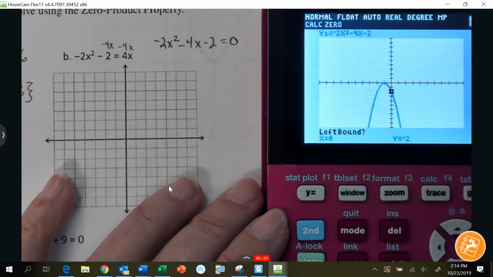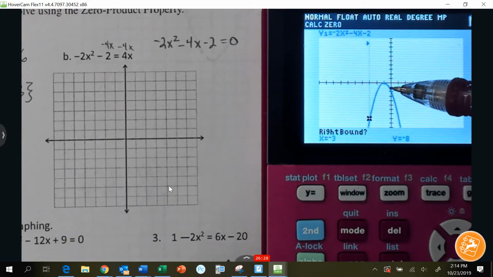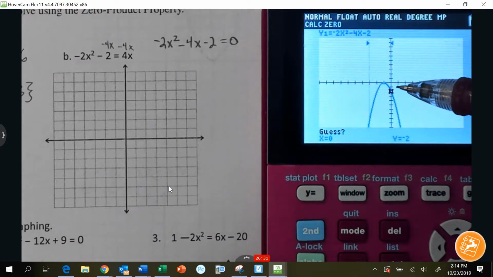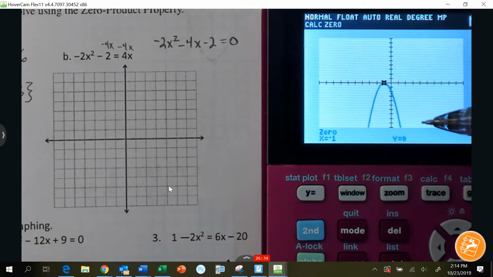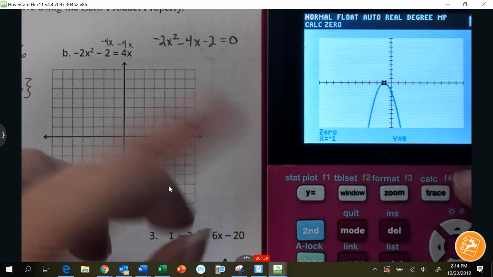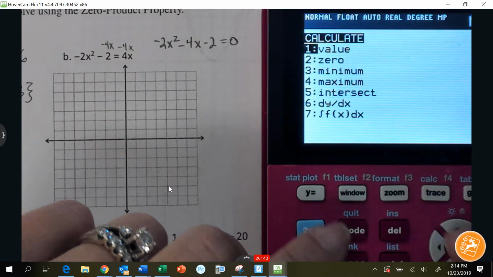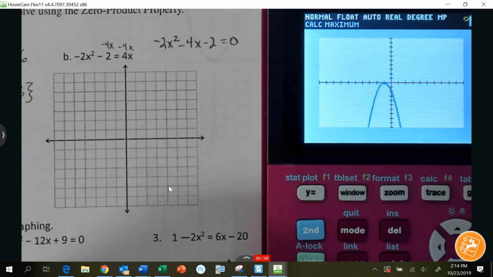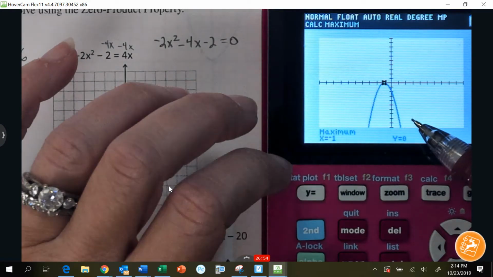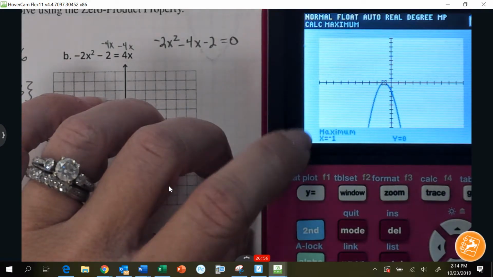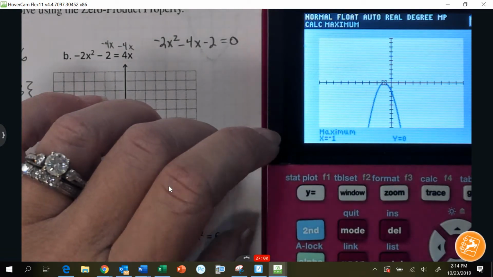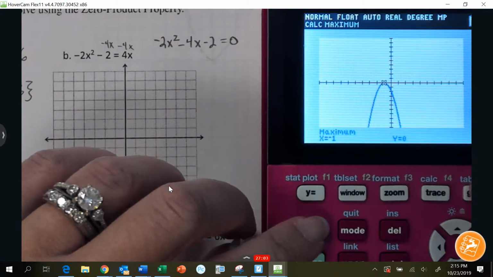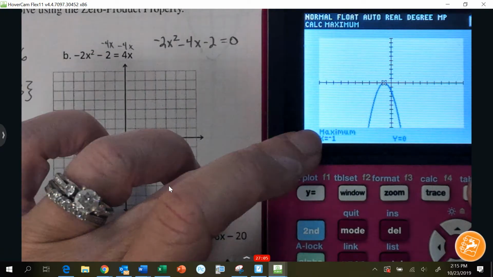Left bound, pick something to the left of this, negative 3. Right bound, 0. Negative 1. It tells me negative 1, 0. Right, now the E thing, let me see if I get that when I do it the way you did it. No, mine didn't do it. See, it says maximum. So the table will work if your answer is a nice answer.